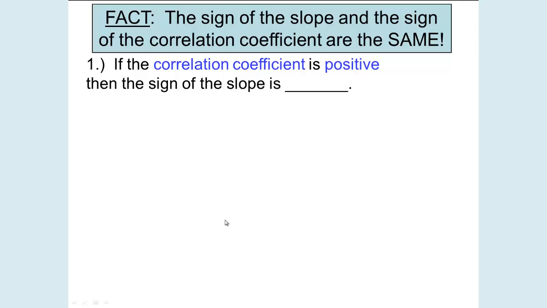If the correlation coefficient is positive, then the sign of the slope is positive. Remember, the sign of the slope and the sign of the correlation coefficient are the same. So if the correlation coefficient is positive, the sign of the slope is positive. R is positive, slope is positive.